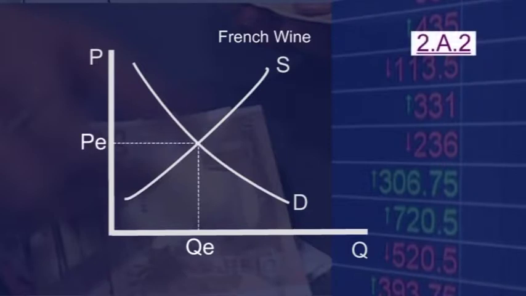So we now have a fall in demand for French wine, and we represent that by a leftward shift in the demand curve. What's the effect of that? The equilibrium price falls, and the equilibrium quantity supplied to the market declines also.